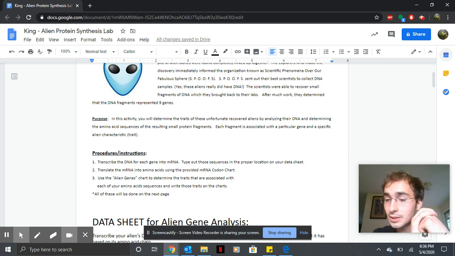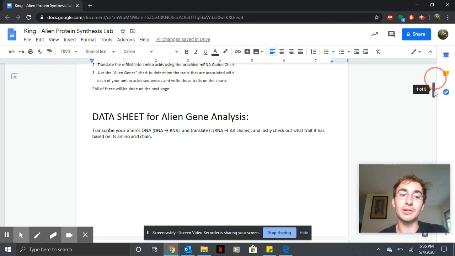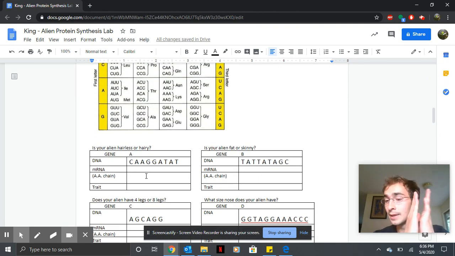Okay, so here's what we're doing today. You're going to be transcribing DNA for each gene. And then when you're done, you're going to use that mRNA to determine which amino acid is made, and then you're going to use the sequence of amino acids to figure out the trait. Okay, I know I just put a lot on you. We're going to do the first one together. This is going to be a lot.